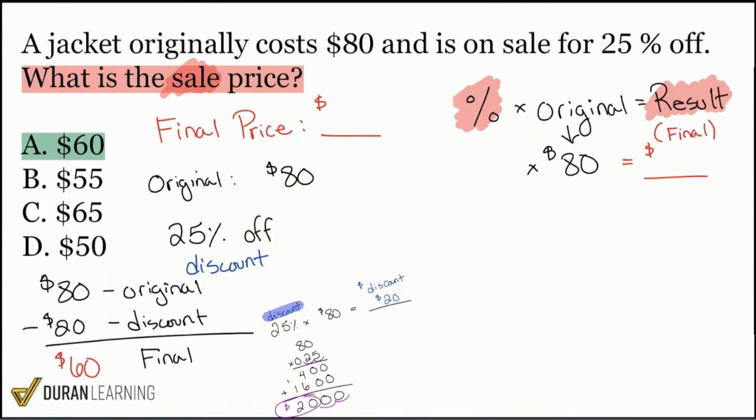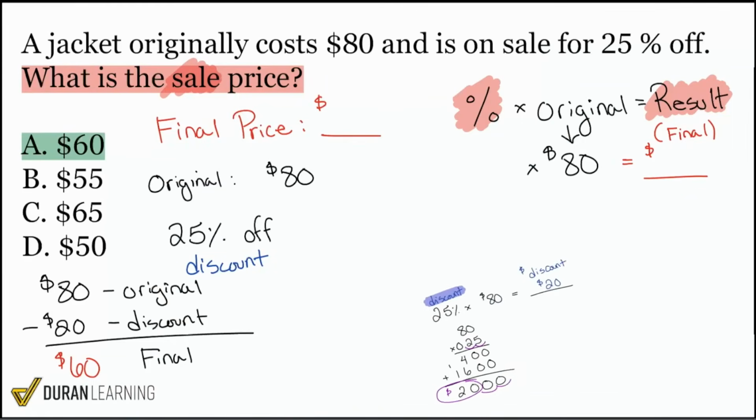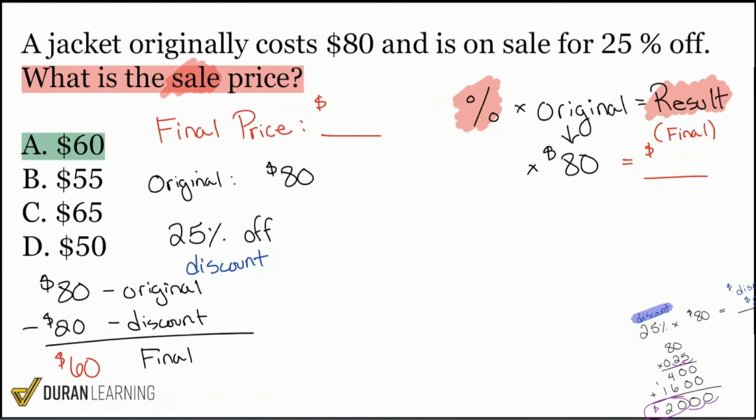If my result needs to represent the final price, the percent that I plug in needs to represent the final price. How do we get that? Easy. Quick question: what was the percent of the discount? Help me out again. That was 25%. Yeah, that's 25% off.